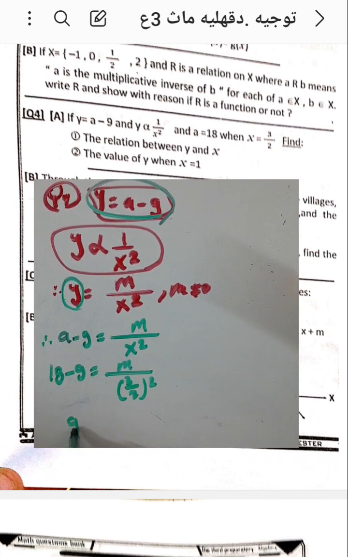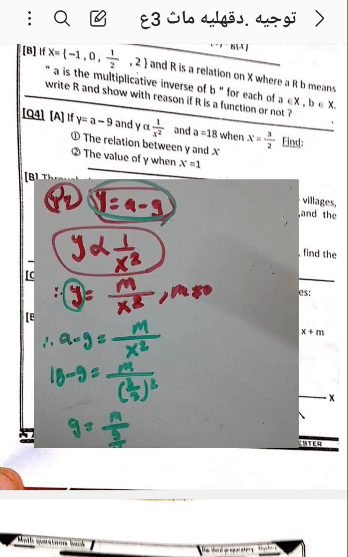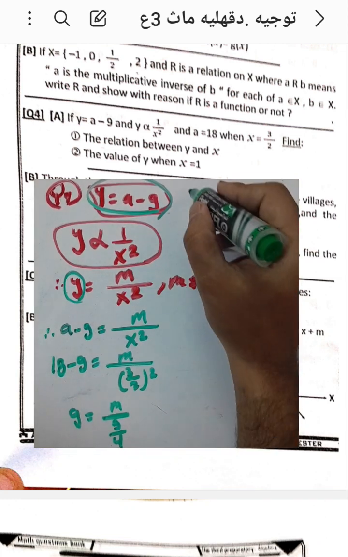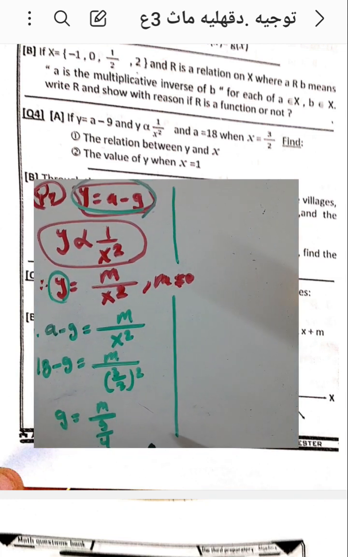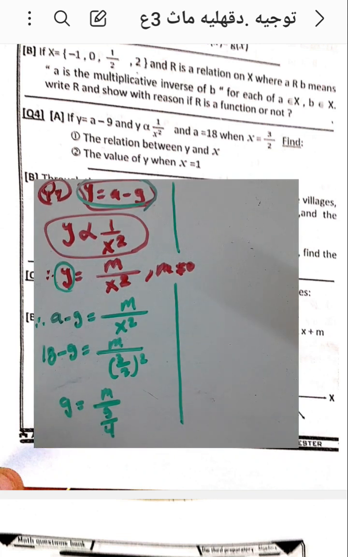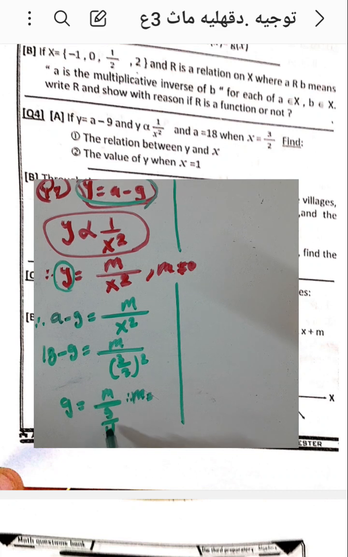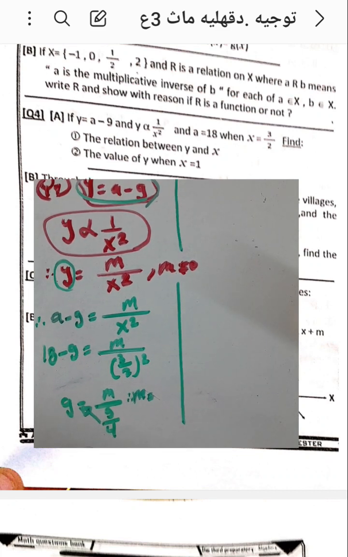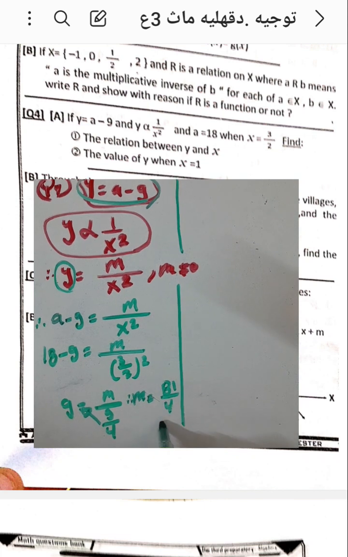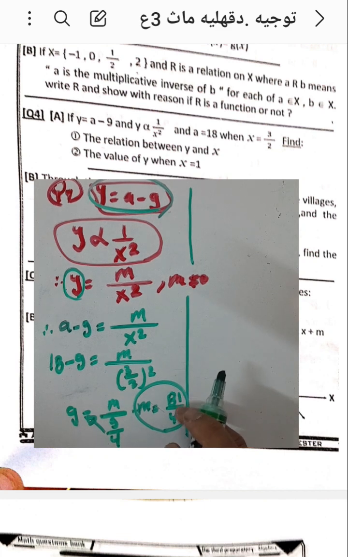18 minus 9 will be 9. It will be m over 3 over 2 power 2, which is 9 over 4. Okay. And then we can find the value of m by cross multiplication, 9 times 9 over 4. The product of extremes equals the product of means. It will be 81 over 4. It's a constant. The constant here equals 81 over 4.